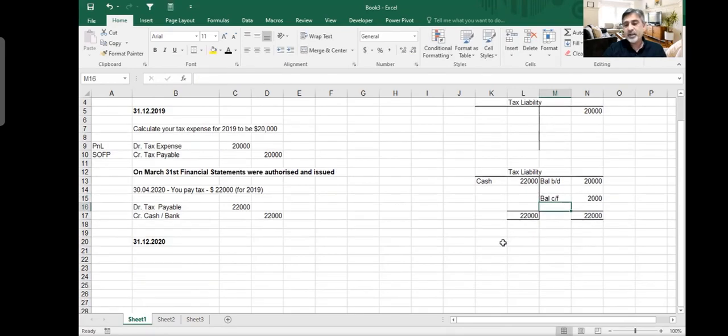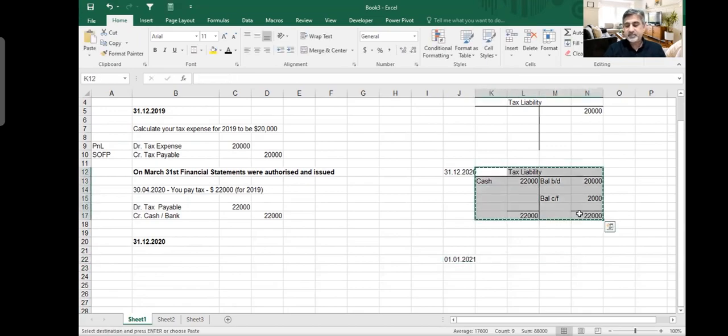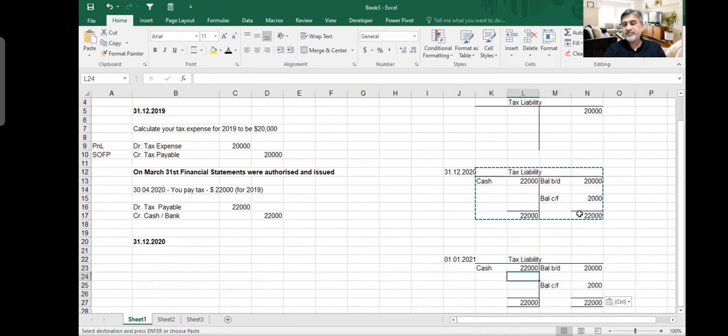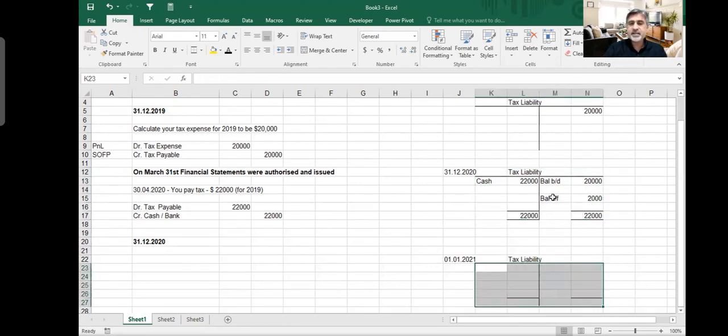And then when you prepare the next year, now this is on 31st of December 2020. Now, when you will go to the next period, which is 01/01/2021, in this year, when you will make your ledger account for this tax payable, this number will come on the opposite side. Okay, this number will move here. This is actually a debit balance.